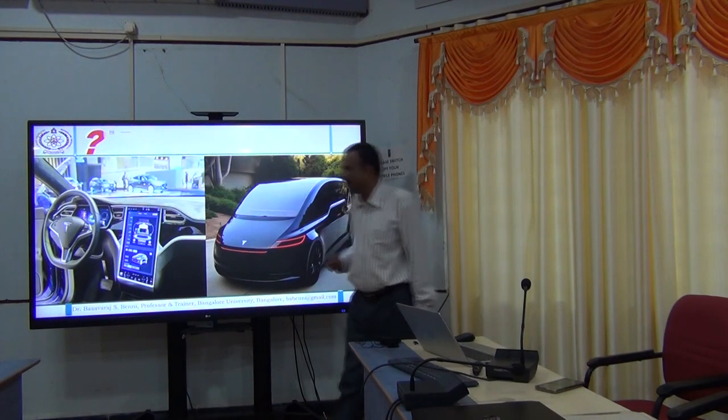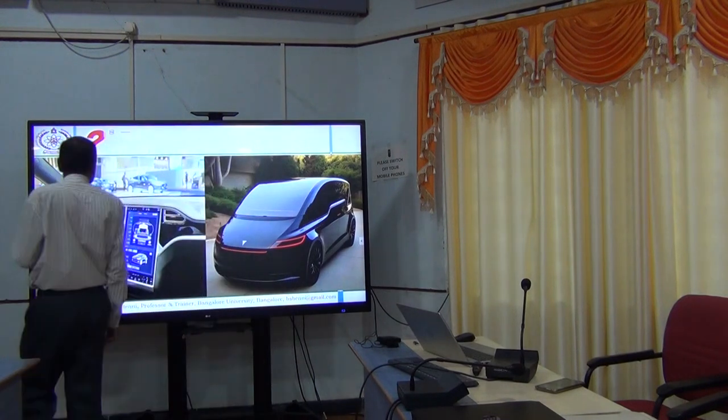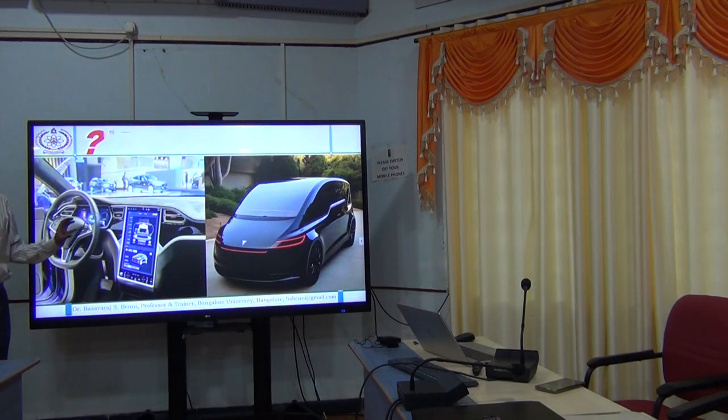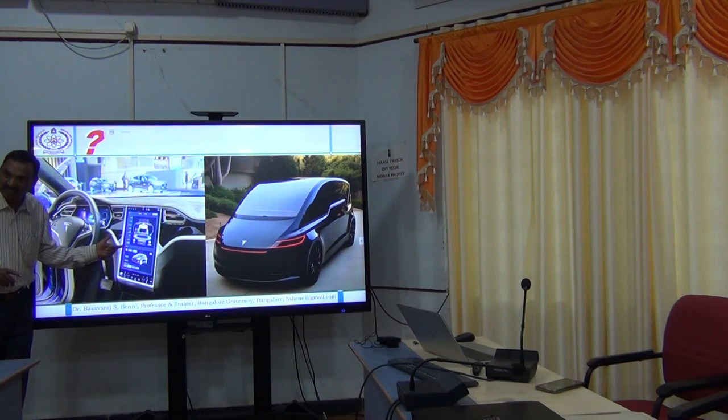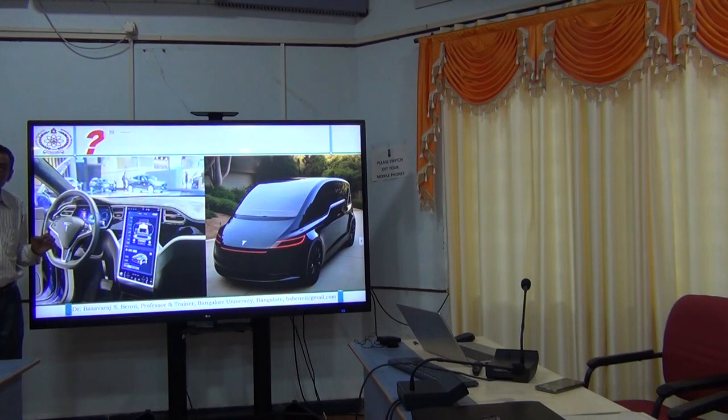Now coming to this part, we have so many advanced systems in this product. We have today in this product AI, artificial intelligence. Then we have so many interior designs, and each part has a specification of parameters.